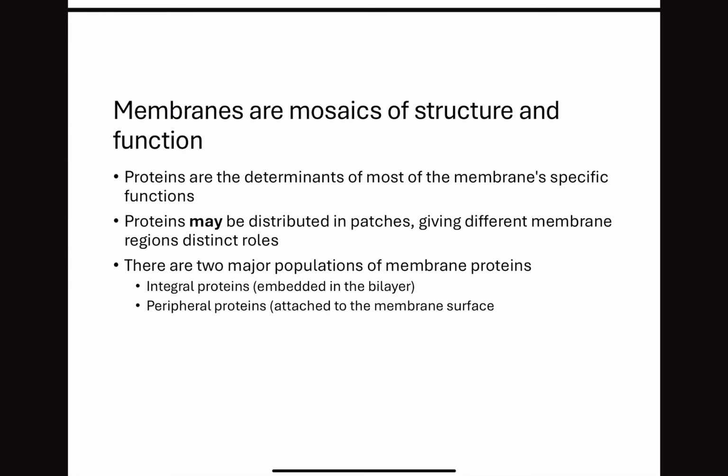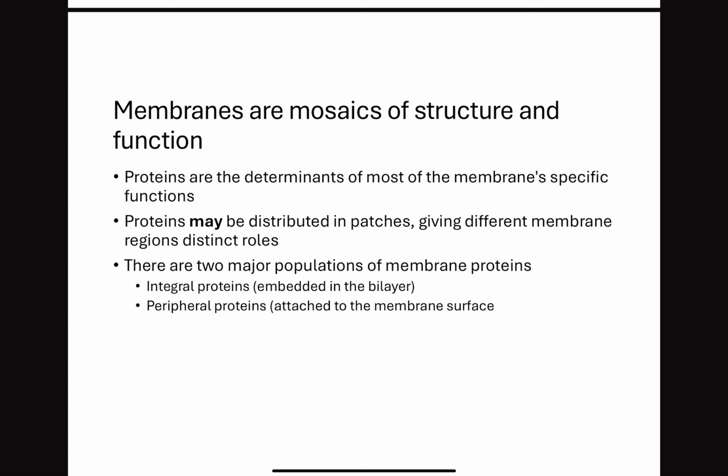So membranes are mosaics of structure and function. Basically, we can think of our membrane like a mosaic, or another word, a collage of different proteins. And those proteins are going to be embedded inside of that fluid matrix of the lipid bilayer. For example, we have more than 50 kinds of proteins that were found in the plasma membranes of our red blood cells. And proteins are going to determine most of the membrane's functions.